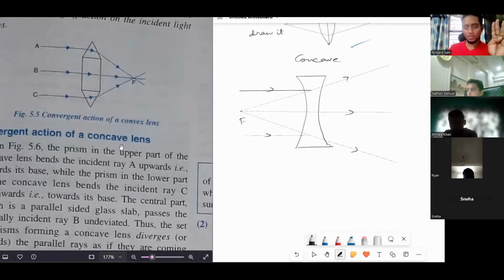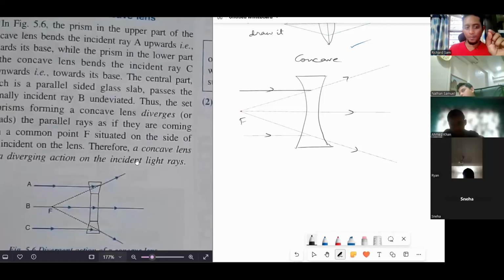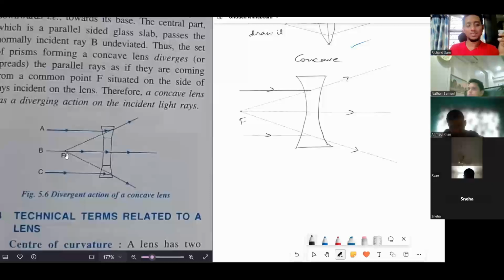Everyone clear about this concept? In a convex lens, the focus is the real point because light is actually meeting over there. In a concave lens, it's an imaginary point. The light rays appear to come out of that point. They're not actually meeting over there.